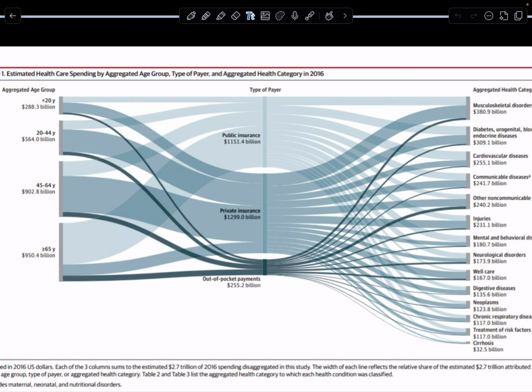I looked this up last night. $380 billion is being spent on musculoskeletal disorders in this country. Of that, 134 billion was spent on low back pain. So I tried to break this down and figure out how much that would be each minute in this country, 24/7, 365 days a year. Each minute, $254,000 is being spent on the management of low back pain.